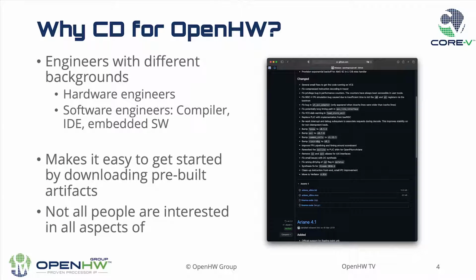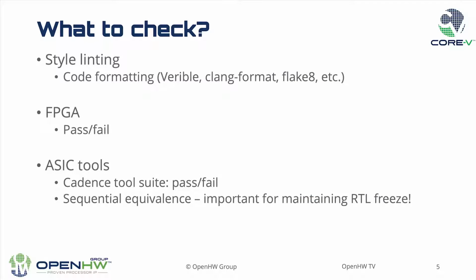So why do we want continuous delivery for open hardware? The same really holds true for continuous delivery. We have engineers with vastly different backgrounds. We have hardware engineers that want to download pre-compiled compilers with IDEs or other embedded software. On the other side, we have software engineers that want to use pre-compiled bitstreams because they want to test their compiler, or they want to run the IDE or the embedded software. These pre-built binaries make it easy to get you off the ground and get you started by downloading pre-built artifacts. So what kind of things do we want to check?